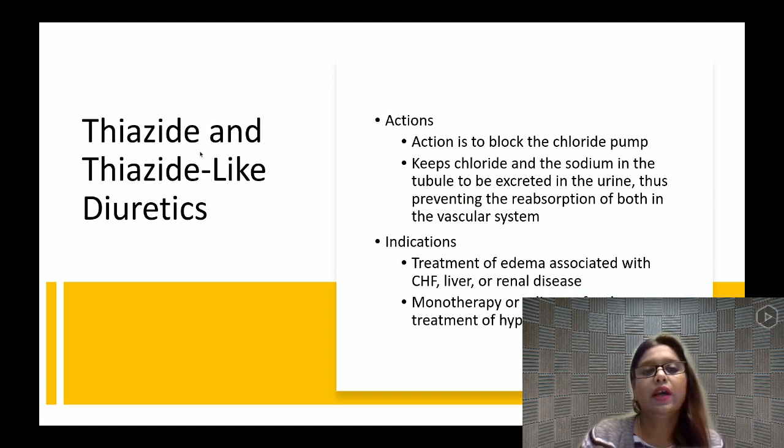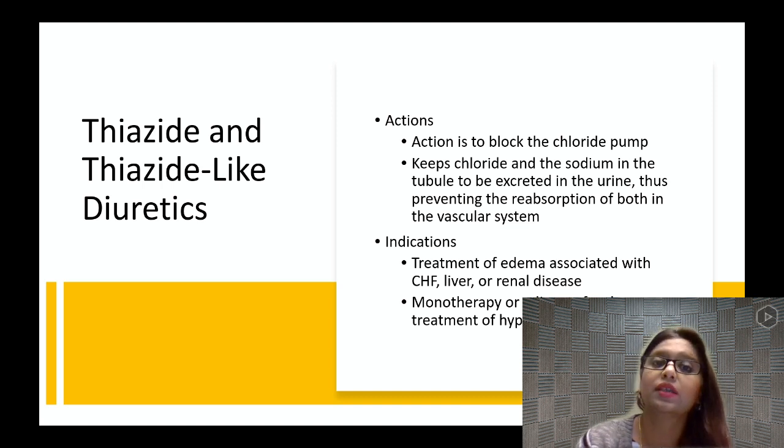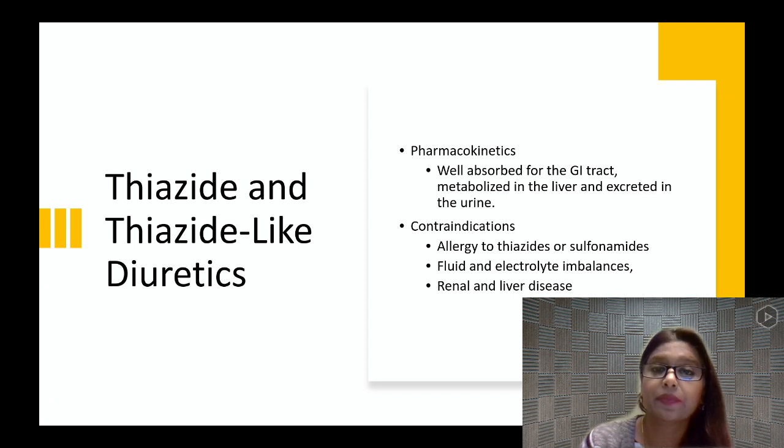All right, so thiazide and thiazide-like diuretics. What is the action of it? The action is to block the chloride pump and keep the chloride and sodium in the tubule to be excreted in urine, thus preventing the reabsorption of both into the vascular system. What are the indications? Edema, any kind of fluid overload, and as an adjunct for patients with high blood pressure. We want to reduce the blood pressure and excrete the extra amount of fluid from the body.